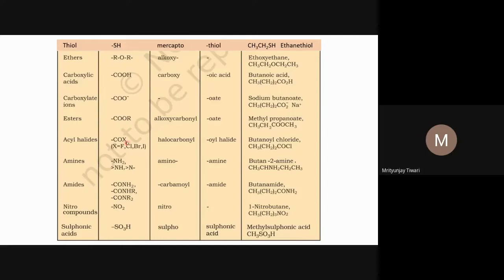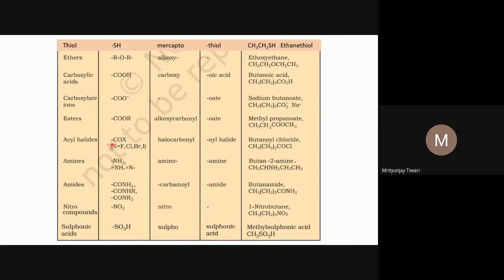In writing the IUPAC name, the IUPAC group suffix for these acyl halides is oyl halide. So for this group, COX, we call it oyl halide. And this oyl halide contains this carbon. So the entire COX is called oyl halide. The carbonyl, you know, this is carbonyl, but from the carbonyl we have considered oyl, not only this part, and the rest of the things we consider as we have seen earlier.